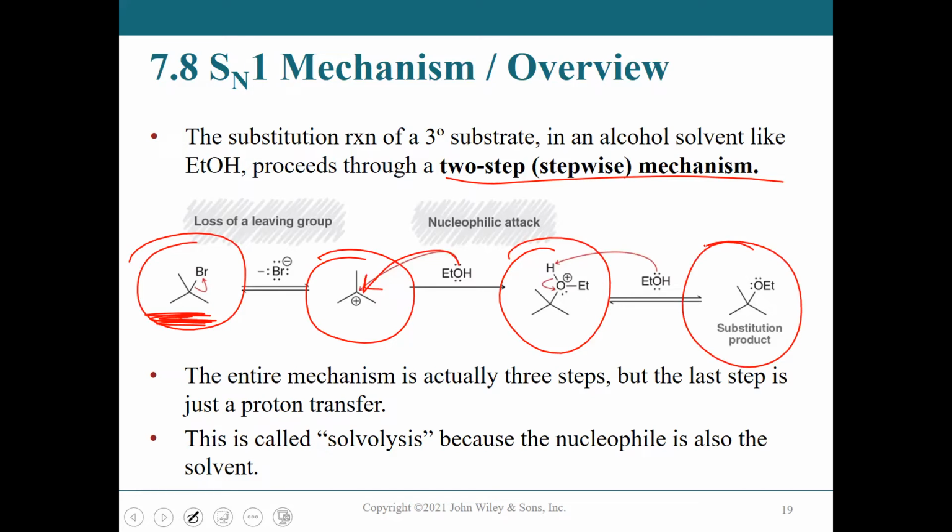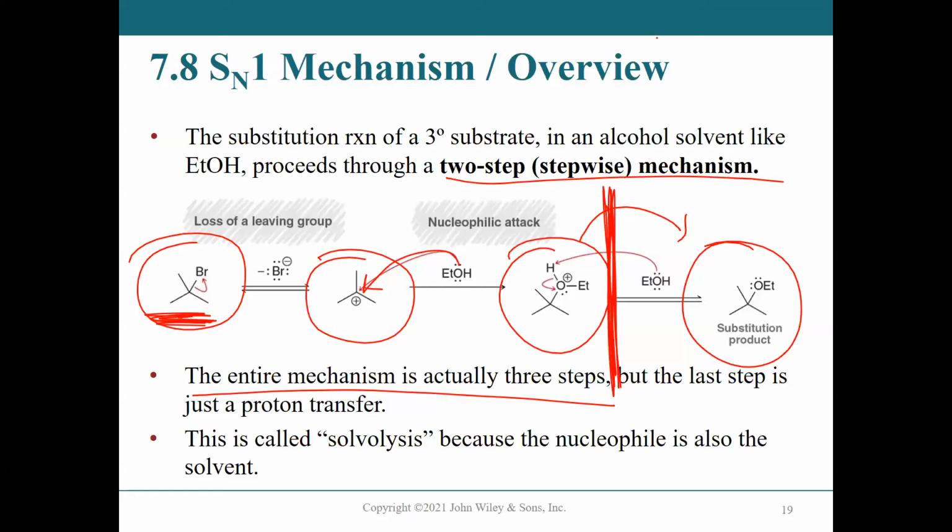Okay, so the entire mechanism is actually three steps. But really the SN1 reaction ends here. Here is the end of the substitution. It's only that you are adding a third step because you have to show the full mechanism. But that's something common that we have seen in the previous mechanism.